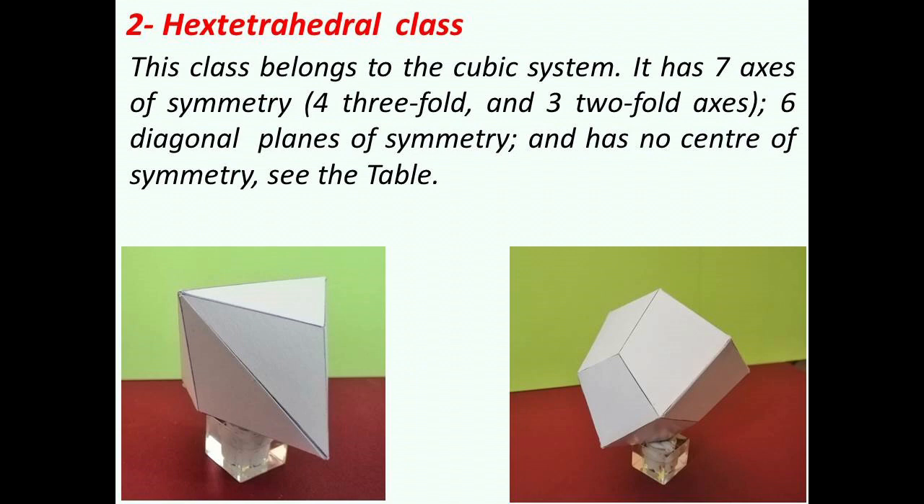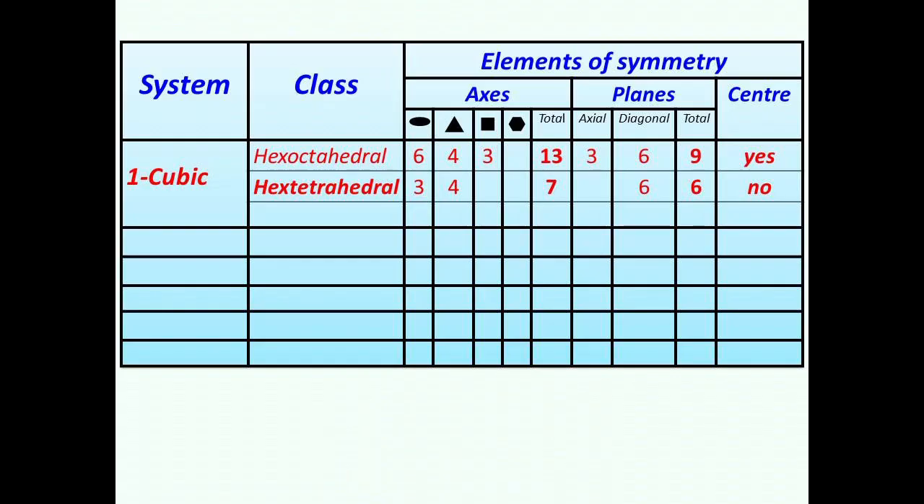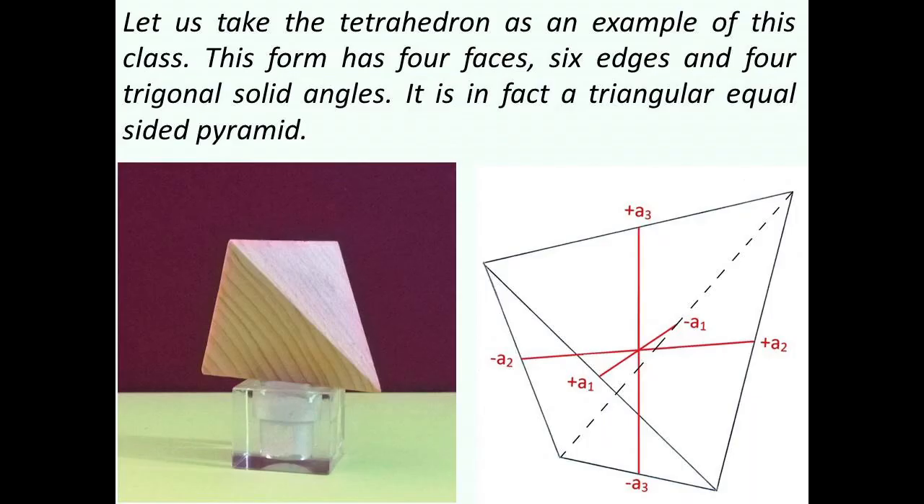It has 7 axes of symmetry, 4 threefold and 3 twofold axes, 6 diagonal planes of symmetry, and has no center of symmetry. Let us consider the tetrahedron as an example of this class. This form has 4 faces, 6 edges, and 4 trigonal solid angles. It is in fact a triangular equal-sided pyramid.